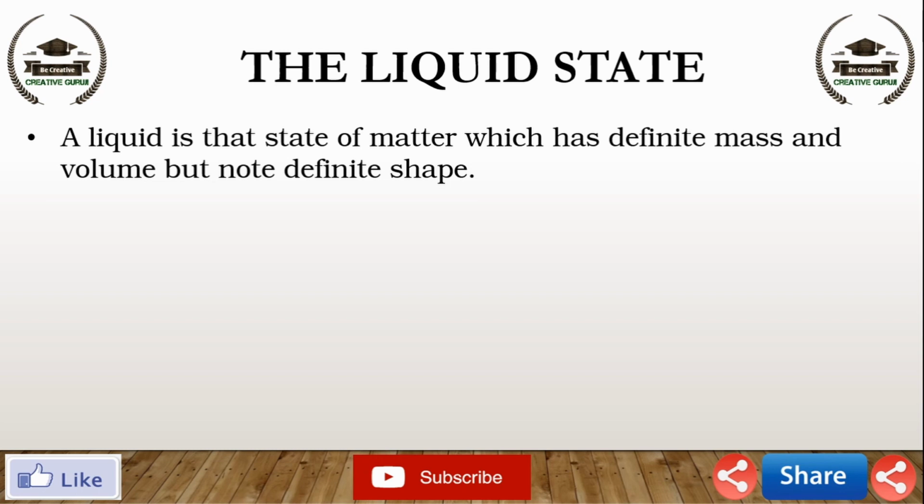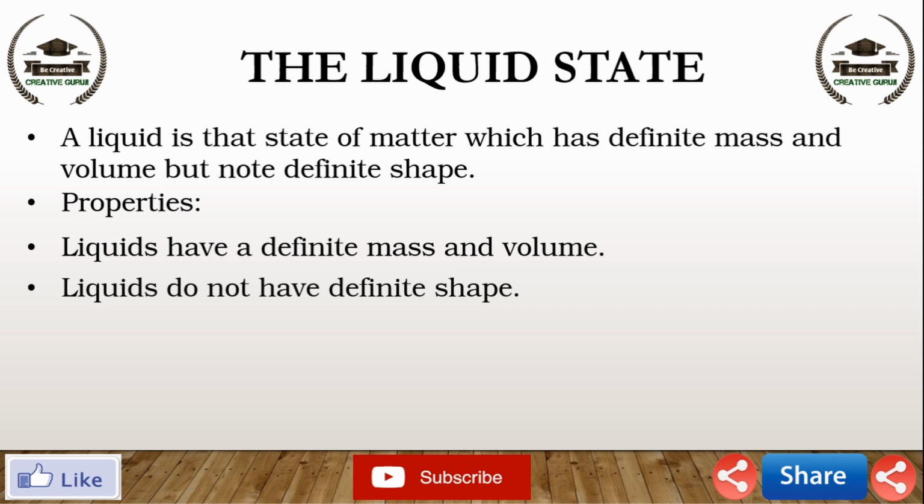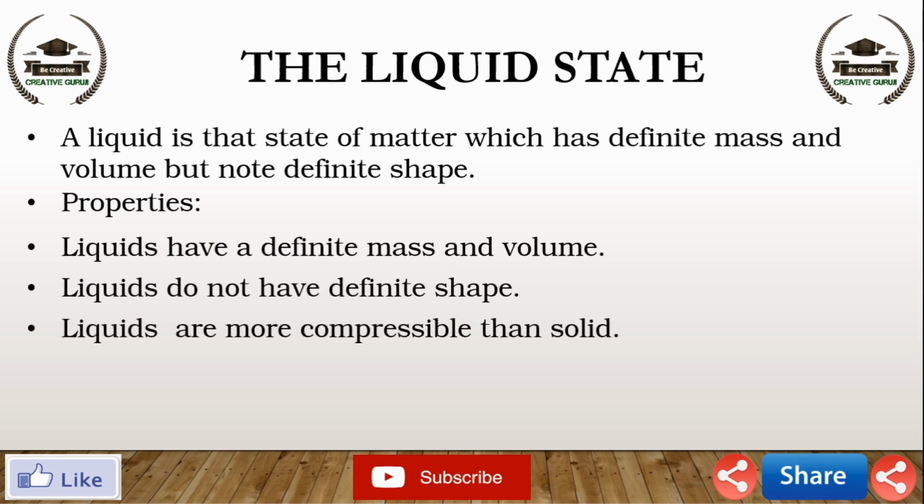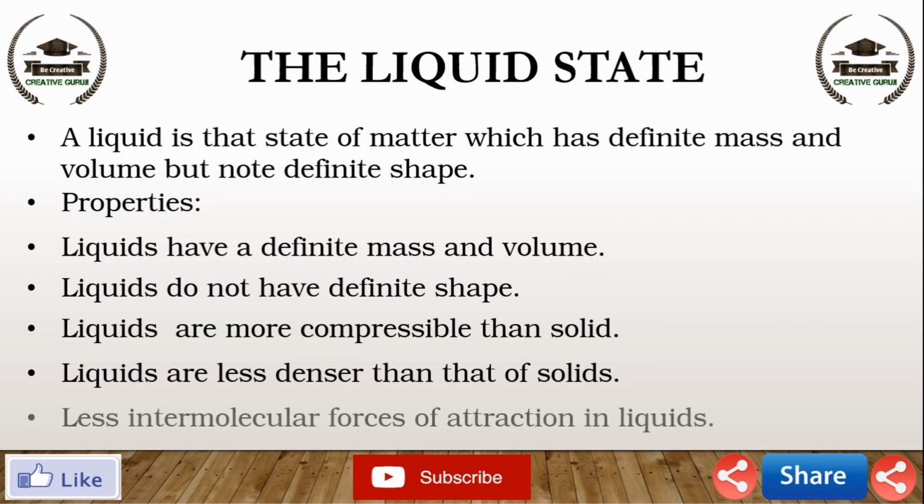A liquid is that state of matter which has definite mass and volume but not definite shape. Properties. Liquids have a definite mass and volume. Liquids do not have a definite shape. Liquids are more compressible than solids. Liquids are less dense than solids. There are weaker intermolecular forces of attraction in liquids.